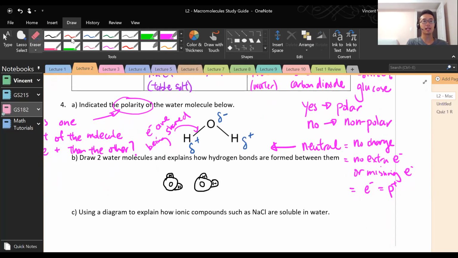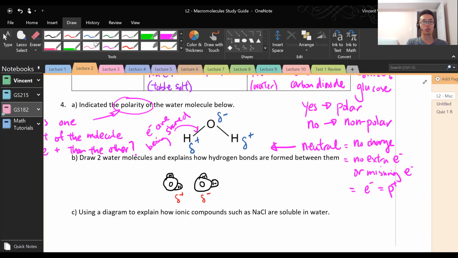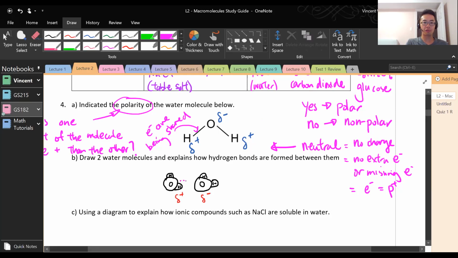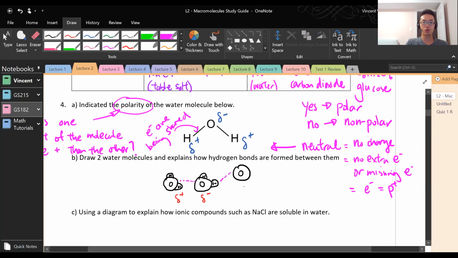So what happens is, when they are next to each other, one part of the water molecule, the slightly positive part, will be attracted to the slightly negative part of another molecule. And that is going to form an interaction. So if I have another water molecule here, it will be attracted to the oxygen, because this is slightly positive and this is slightly negative, right?